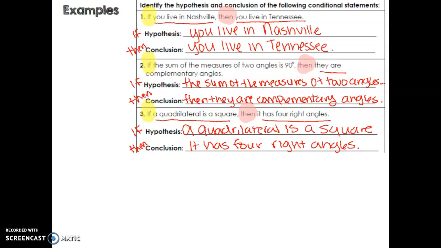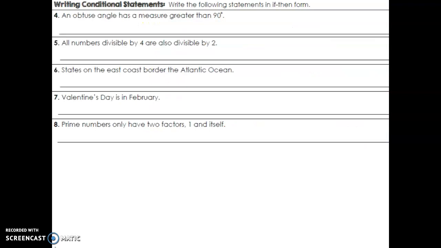Let's go ahead and look at the rest of these. Number 4 says you have to write the following statements in if-then form. So you have to identify the hypothesis and the conclusion, and come up with your own conditional statement. Number 4 says an obtuse angle has a measure greater than 90. So I have to change this so it has the words if and then.